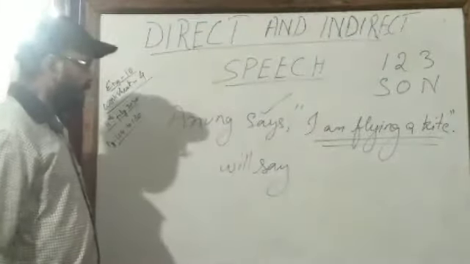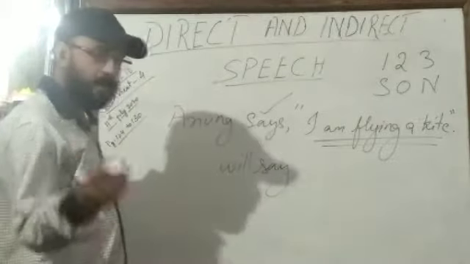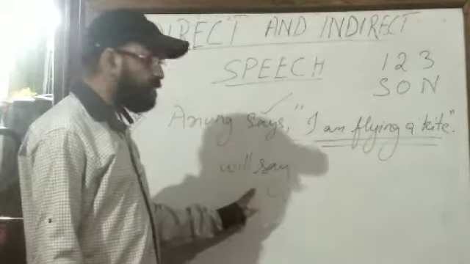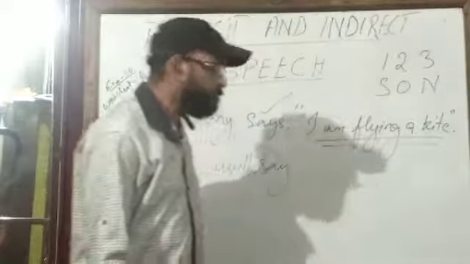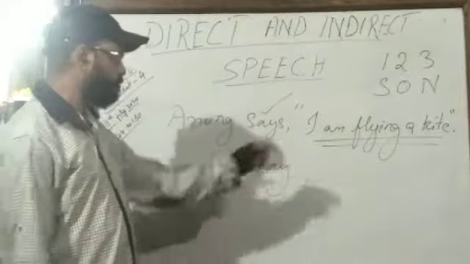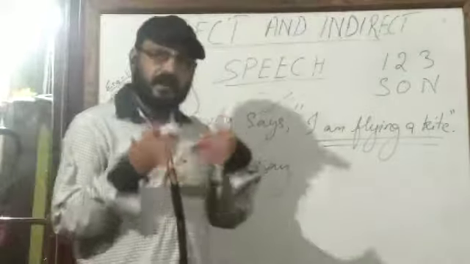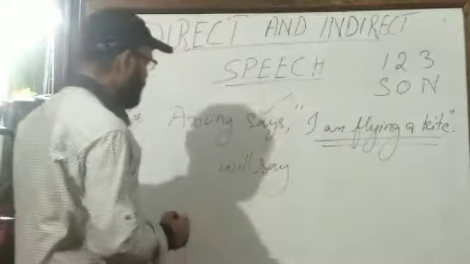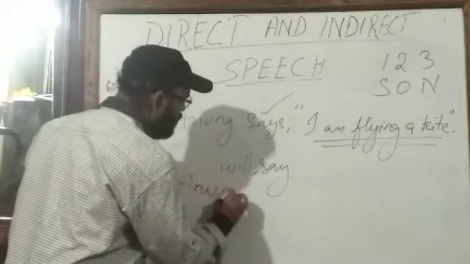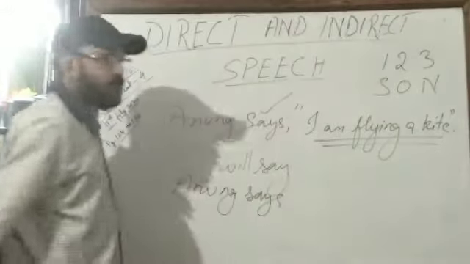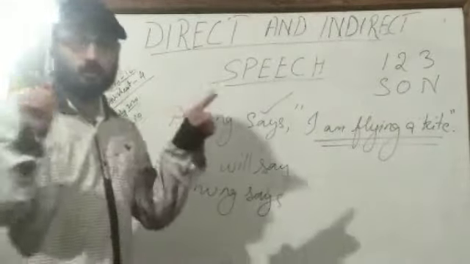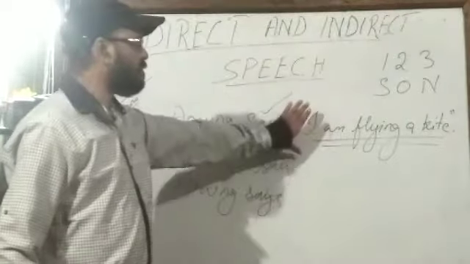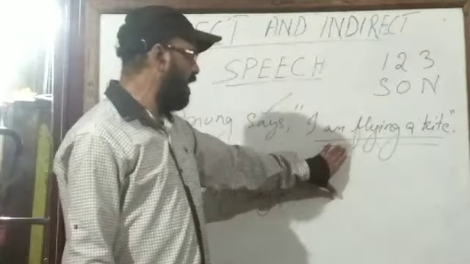Now, as I said in the beginning, when the reporting verb is in the present tense or in future tense, there shall not be any change in the tense of the reported speech. But there may be changes in the subject of the reported speech. For example, Anu says. Now you have to use a relative pronoun to join both the clauses. Here, "that." What type of sentence is this? This is a declarative sentence.